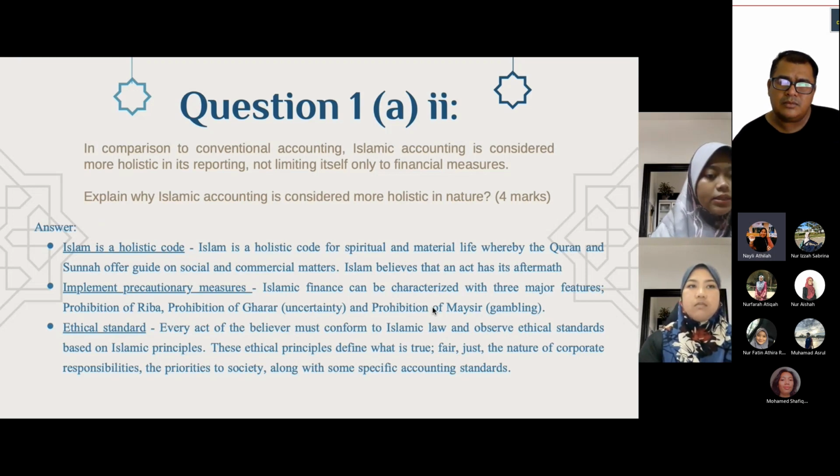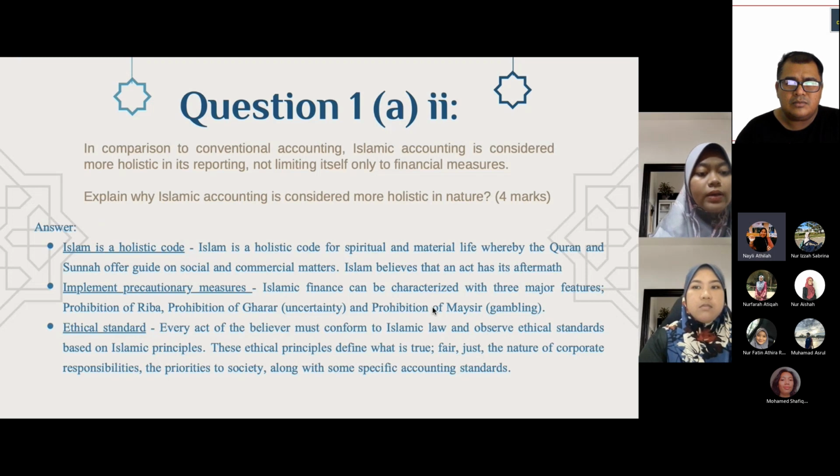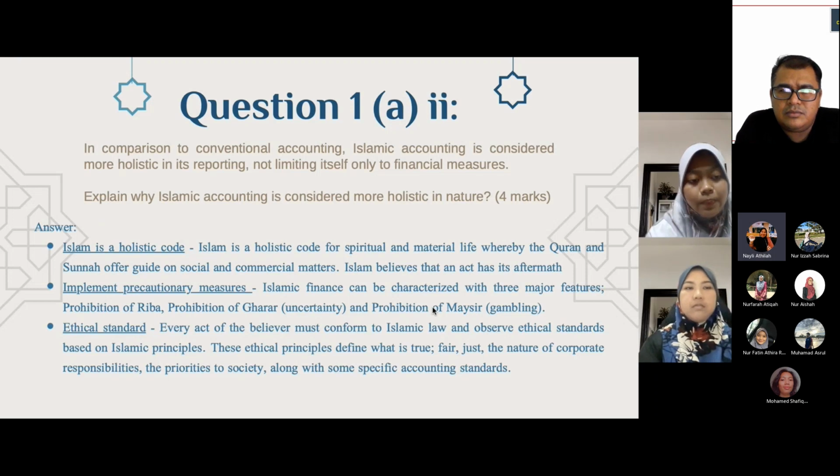First is Islam is a holistic code. That is, Islam is a holistic code for spiritual and material life, whereby the Quran and Sunnah offer guide on social and commercial matters. Islam also believes that each act has its own aftermath. Second is implement precautionary measures, whereby Islamic finance can be characterized with 3 major features, which is prohibition of riba, prohibition of gharar, which is uncertainty, and prohibition of maisir, which is gambling.